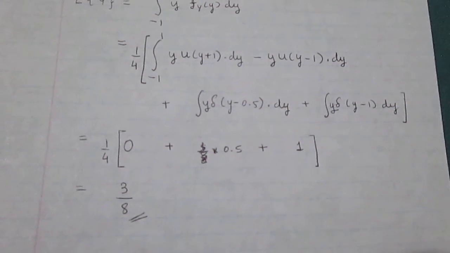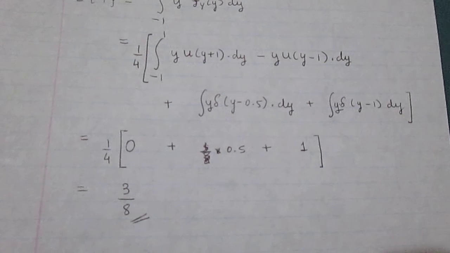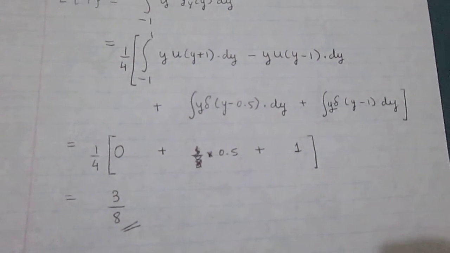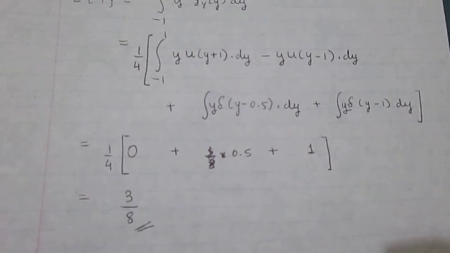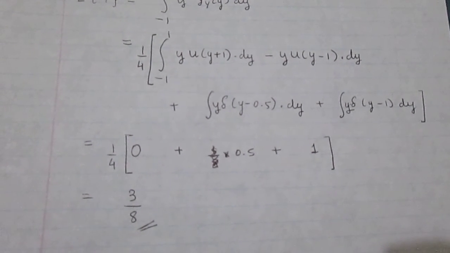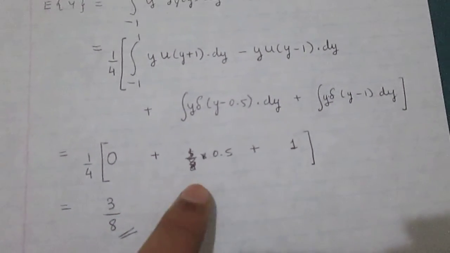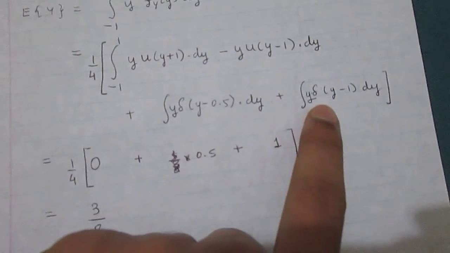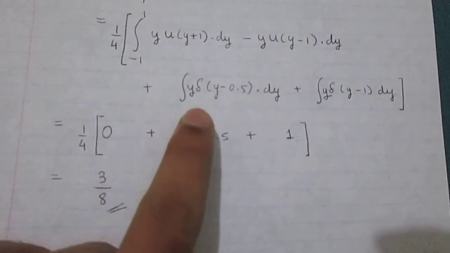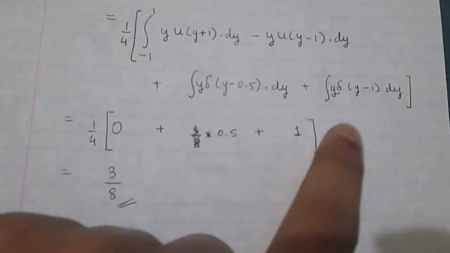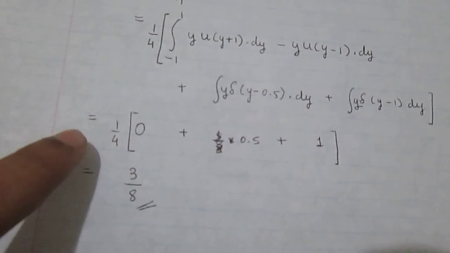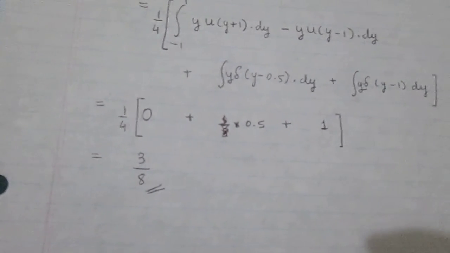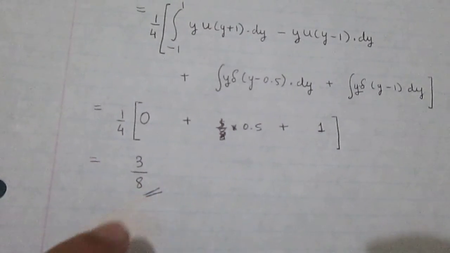So when we take the area of those impulses, we get 0.5 at this value and 1 at this value. This is nothing but the value of y at that particular place, and this 1 by 4 outside is nothing but the area. So finally, after multiplying 1 by 4 with the addition inside, we get 3 by 8.